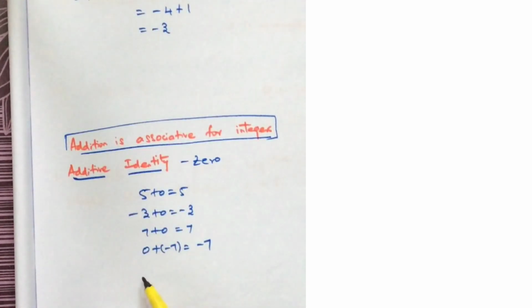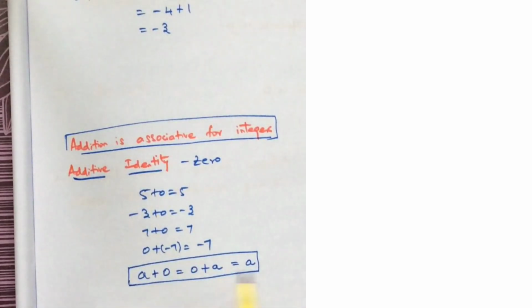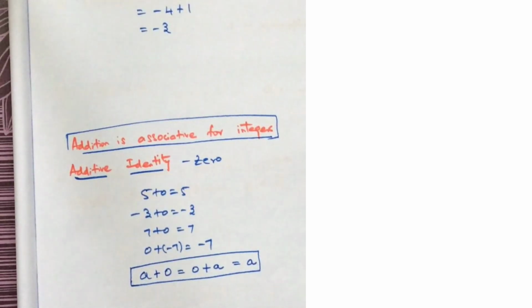So what does it mean? a is any integer, and to that if you add 0, otherwise by the commutative property you can say a plus 0 or 0 plus a will be the same. The answer will be that integer. This is the additive identity. If you add 0 to any integer, the result will be the same integer.